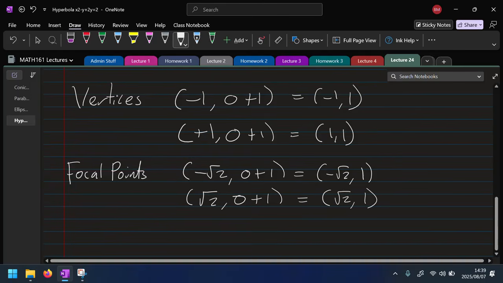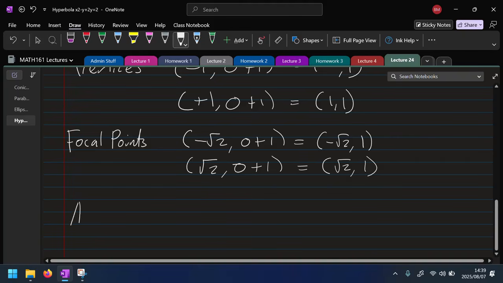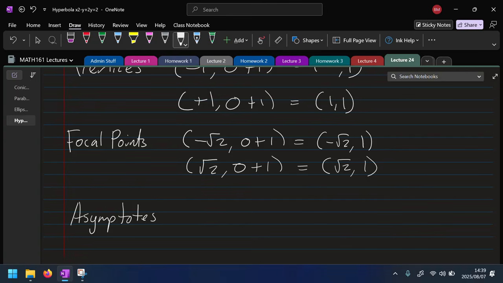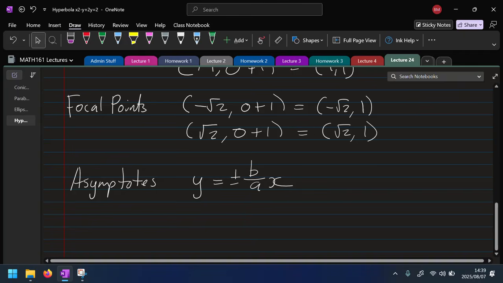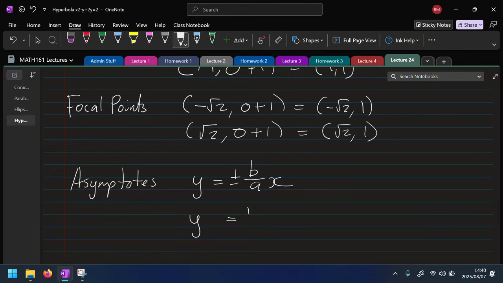But now for hyperbola, we got one more thing to do. That's the asymptotes. Okay, so that's going to be y equals plus or minus b over a x, standard. Okay, so y is equal to plus or minus b over a x, and they're both 1, so it'll just be plus minus x. But again, it shifted, so it needs to go up by 1.